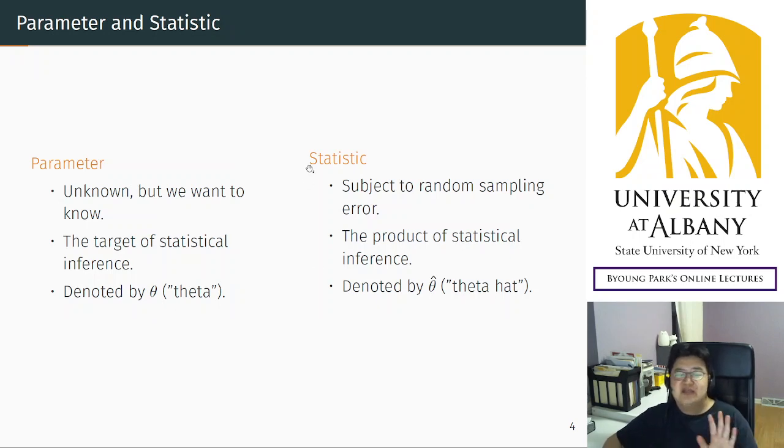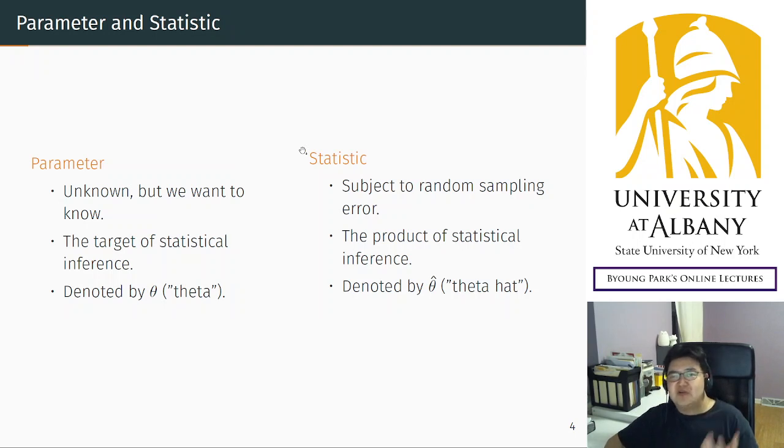And on the other hand, statistic, so parameter was unknown, but what we want to know. But the statistic is known because you can calculate that from the sample, and sample is available. So from the observed sample, you can calculate the statistic. So it is available. It is known. However, it is random, which means it can have some error. It may be different from the parameter.